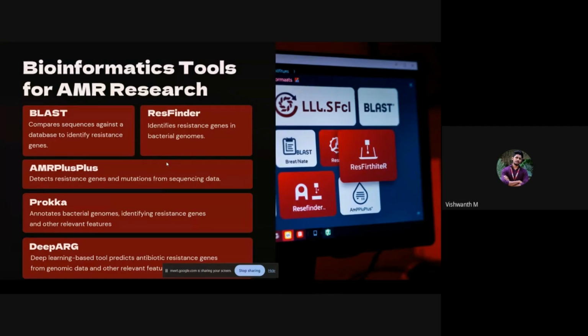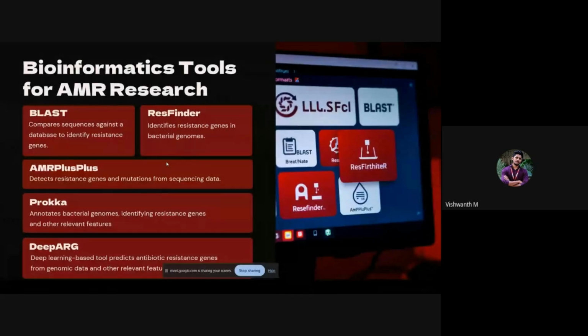The second one is ResFinder. So what is this ResFinder? This tool identifies resistant genes in bacterial genomes by comparing these genomic sequences to a database of known resistant genes. So in basic terms, what does it do? It detects resistant genes in the germ's DNA quickly. So it's widely used for surveillance and epidemiology. Okay. So nothing but it identifies resistant genes in bacterial genomes.